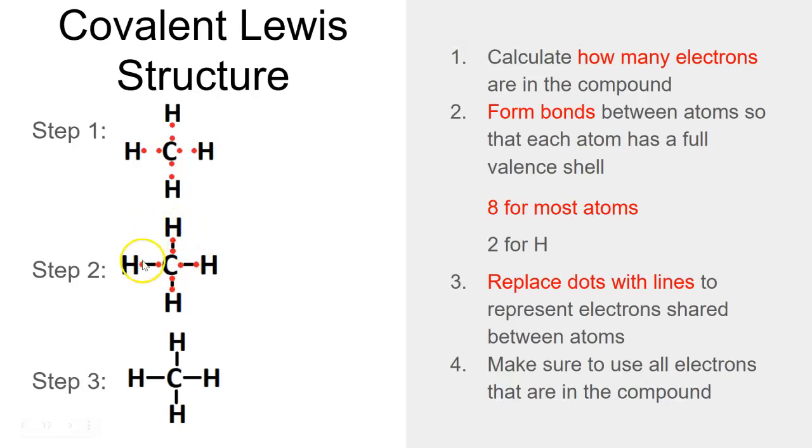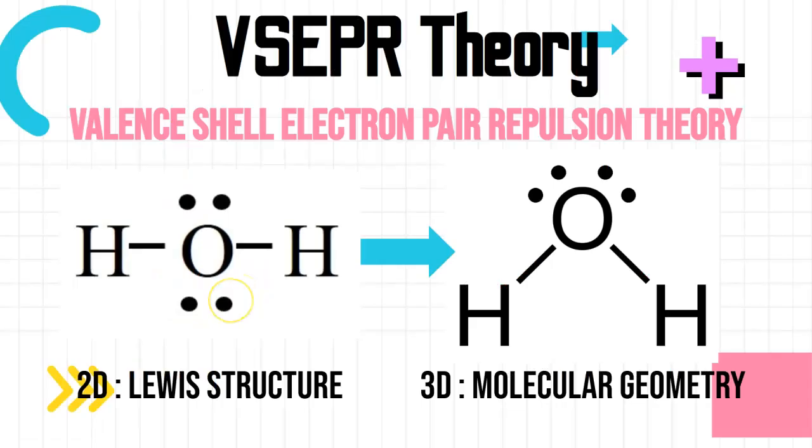So there are now 8 valence electrons that carbon has access to, and each of the hydrogens now has 2 valence electrons that they have access to. So all of the elements in this compound have fulfilled their octet.